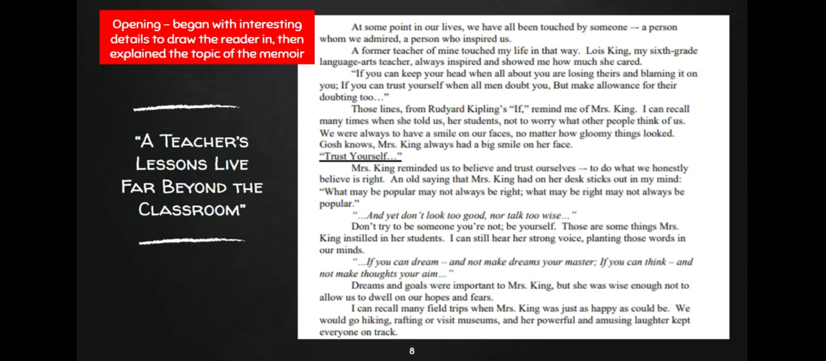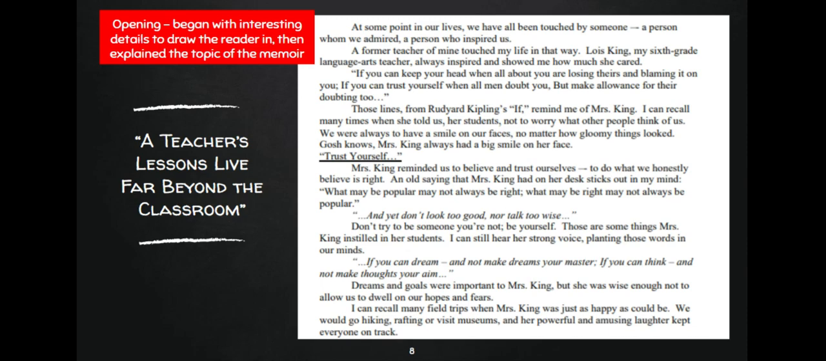An old saying that Mrs. King had on her desk sticks out in my mind. What may be popular may not always be right. What may be right may not always be popular. And yet don't look too good nor talk too wise. Don't try to be someone you're not. Be yourself. Those are some things Mrs. King instilled in her students. I can still hear her strong voice planting those words in our minds.